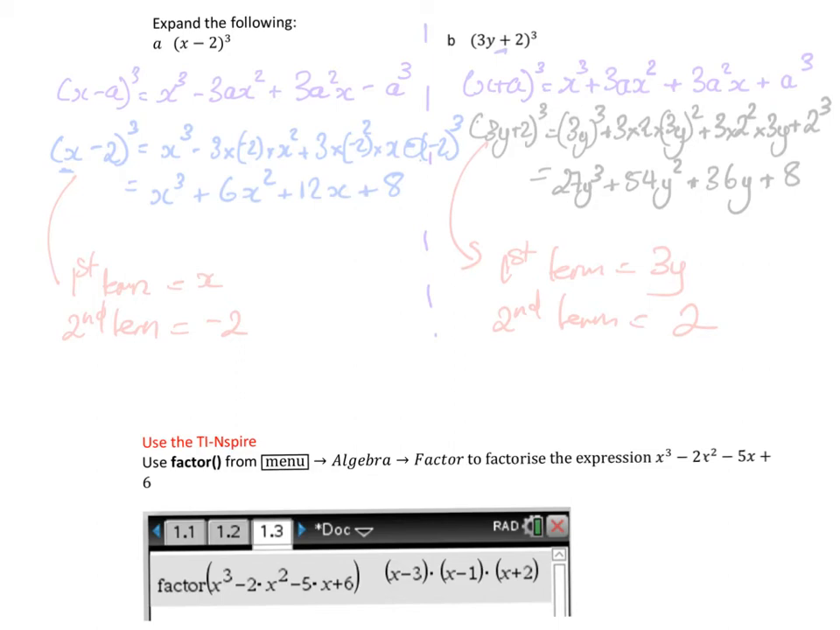Now, the bottom bit there on your screen, you'll see what you can put into your calculator to factorize a cubic polynomial. And that's just the same way as what we would factorize a quadratic. So let's be really careful with these special ones.